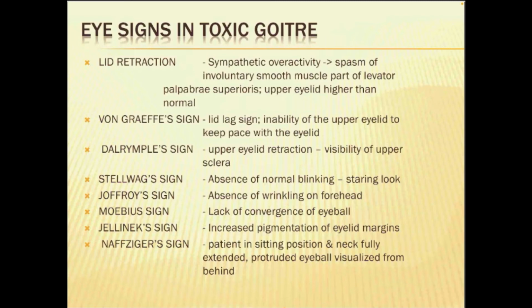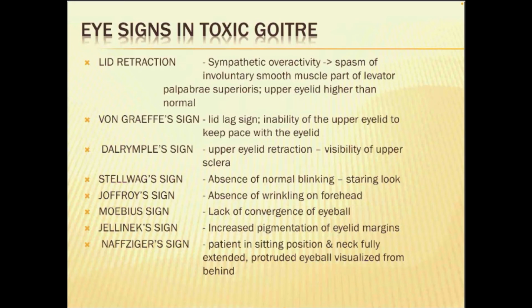While the eyes or cornea is directed downwards, the eyelid will also come down. That is normal physiology. In Von Graefe's sign, there will be a lid lag. That is, the lid will not come down. It will be fixed in the upper portion itself. The inability of the upper eyelid to keep pace with the eye. That is called Von Graefe's sign.